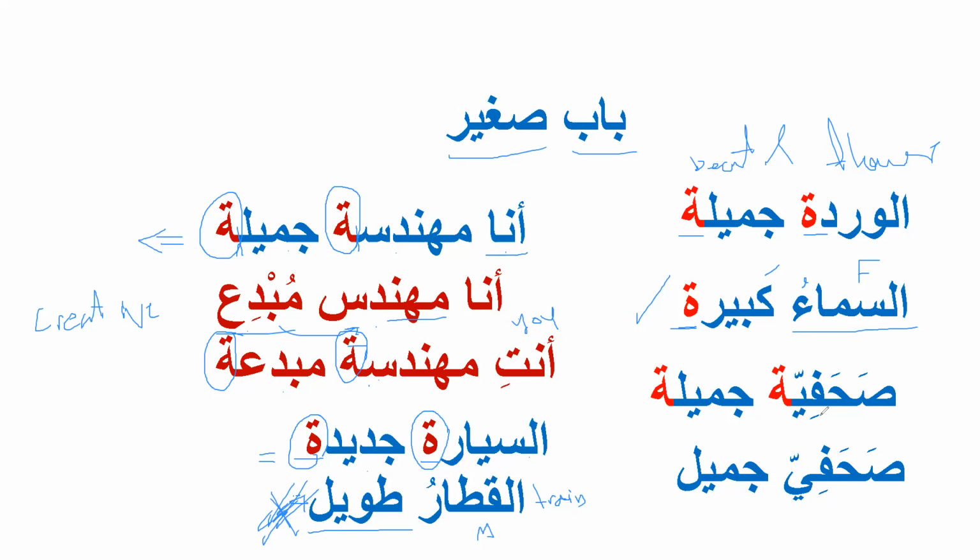Another example is صحفية جميلة. صحفية means journalist. But the word صحفية here has تاء مربوطة, so it means that this word is feminine. صحفية جميلة means a beautiful female journalist. Another example, صحفي جميل, a male journalist. So the meaning here is a beautiful or nice male journalist.